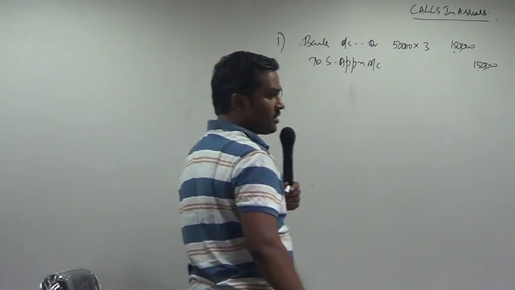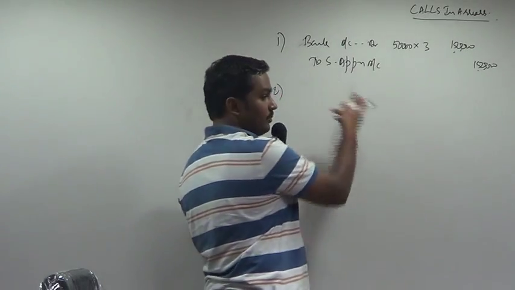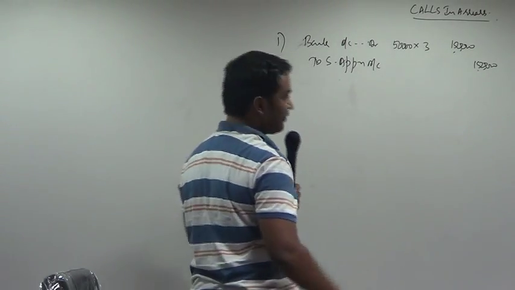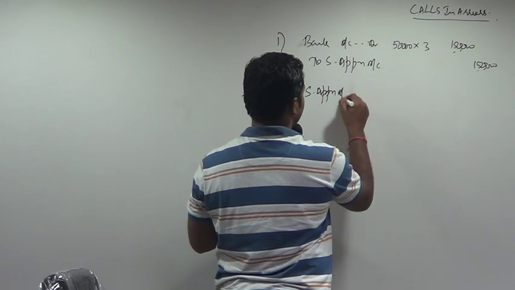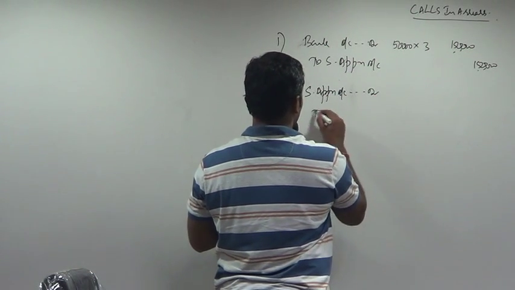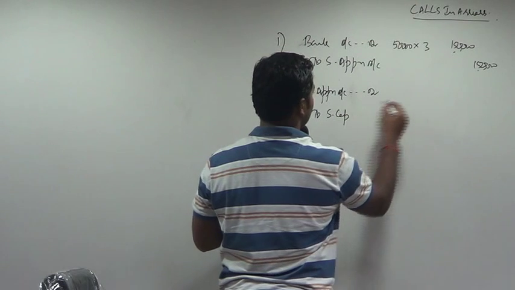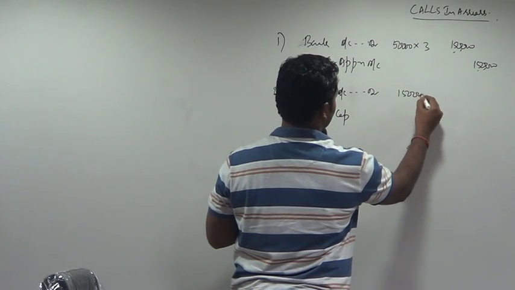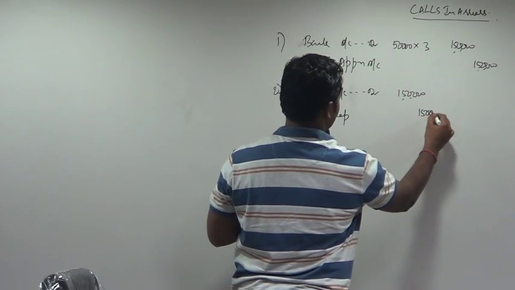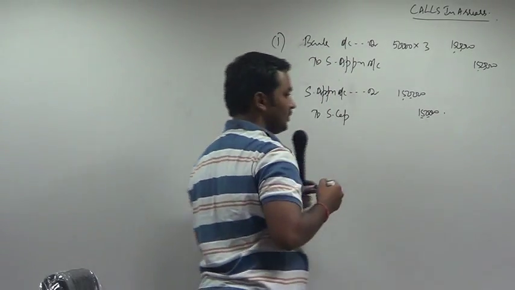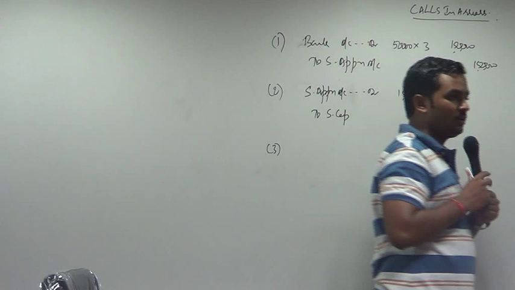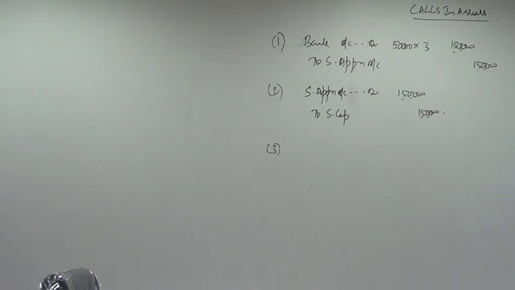As soon as we allot the shares, what do we do? Transfer application money to share capital. Share application account debtor to share capital. As soon as we do allotment, we transfer application money to share capital.